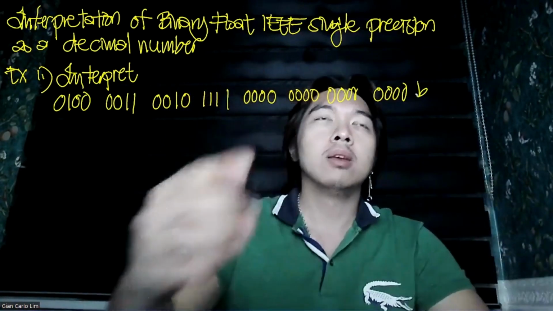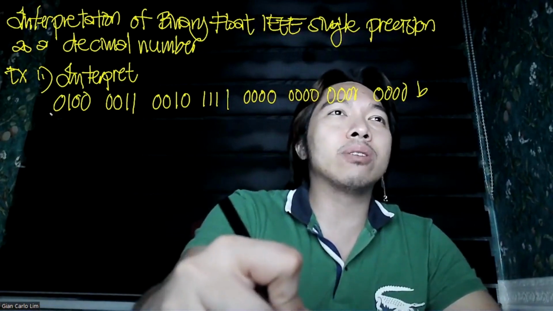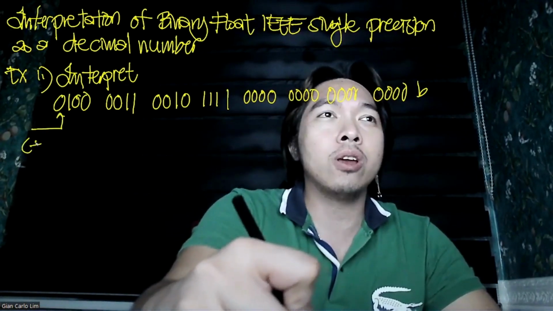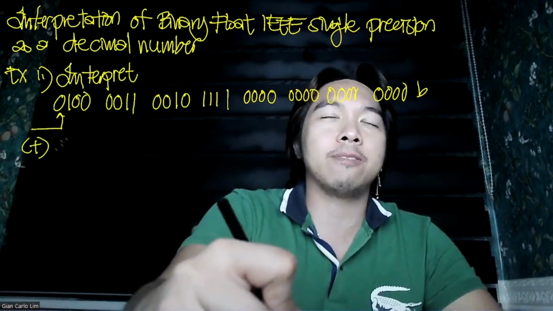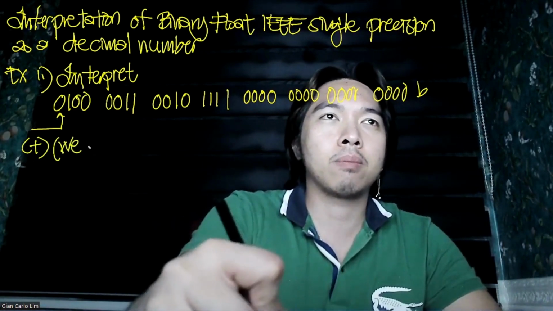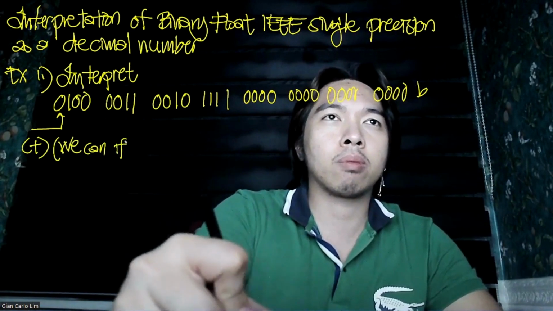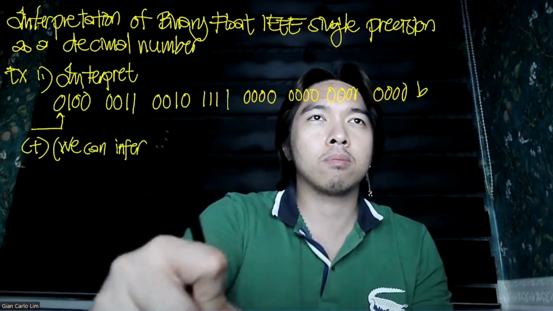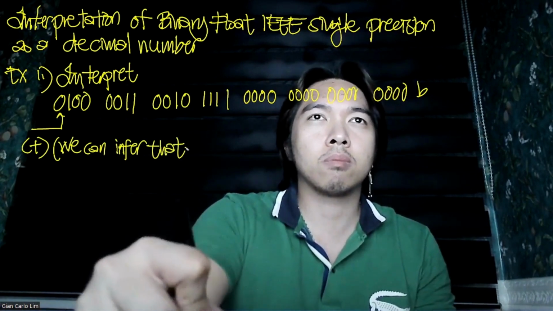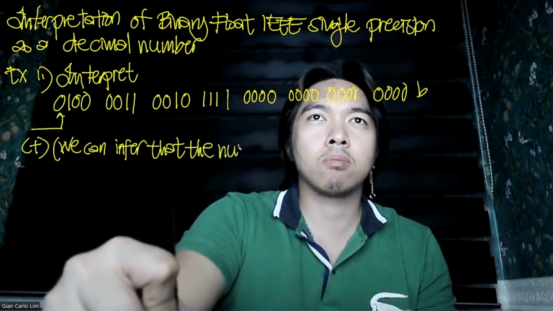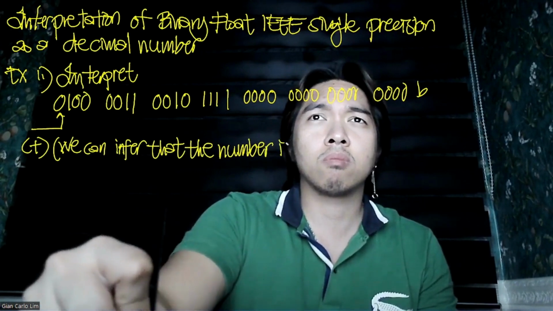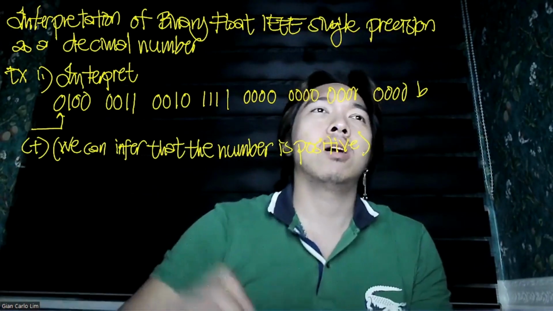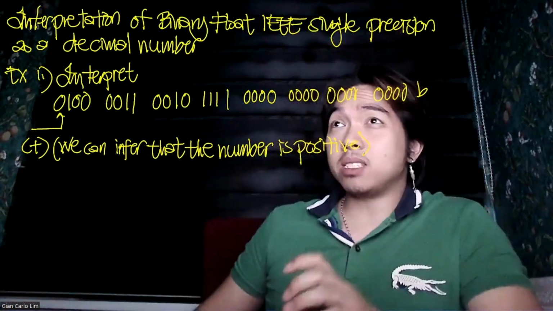Okay. So first, alamin muna natin yung sign, tingnan muna natin yung sign bit. Yung sign bit ay 0. So therefore, we can infer that the number is positive. Alright. Infer natin siya na positive siya.